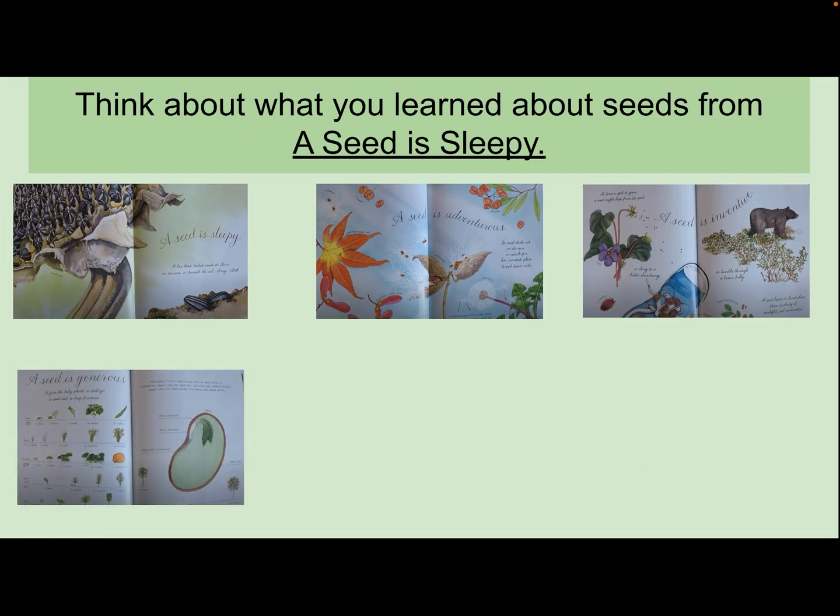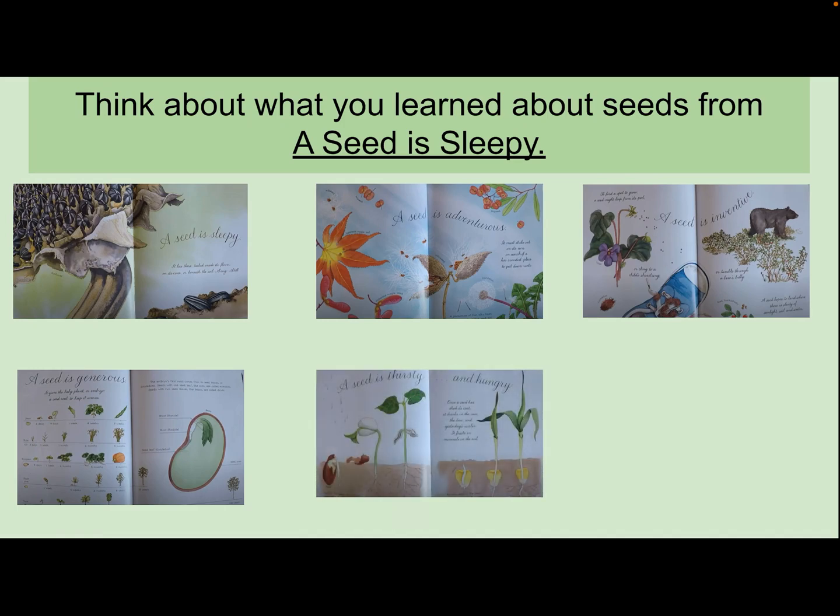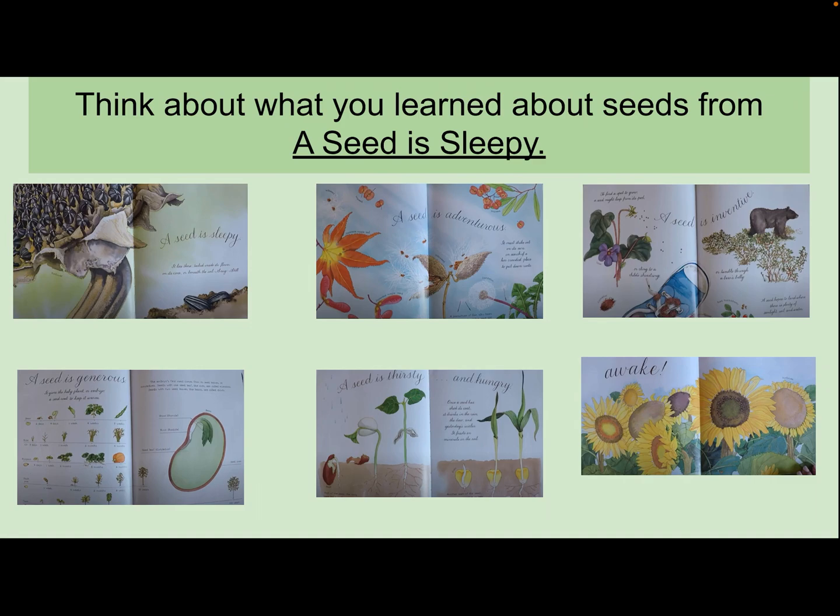Next, the author talks about how a seed is generous. It gives a baby plant or embryo a seed coat to keep it warm. After this, the author talks about how a seed is both thirsty and hungry. It sheds its coat, drinks in the rain, the dew, or yesterday's icicles, and it also feasts on minerals in the soil until a seed is awake and becomes a plant.